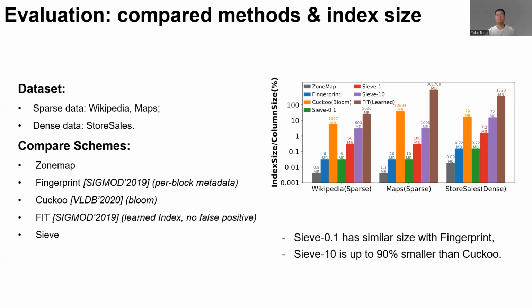First, I will give you the size of these indexes. On the y-axis, you see the size of each index, which is normalized with the indexed column size. As shown, SIEV.1 and fingerprint, a lightweight per-block metadata, show low storage overhead across datasets. The size of SIEV10 is much larger than SIEV.1, but still achieves up to 90% reduction over the Cuckoo index, which is a recently announced set member filter. Fate is a learned index and achieves no false positives at the expense of maintaining all the key-block pairs.